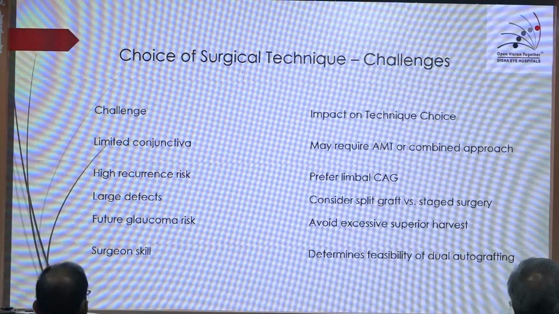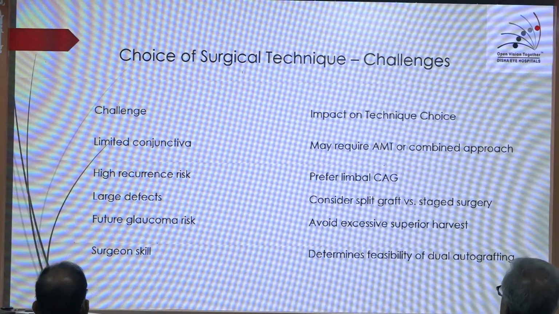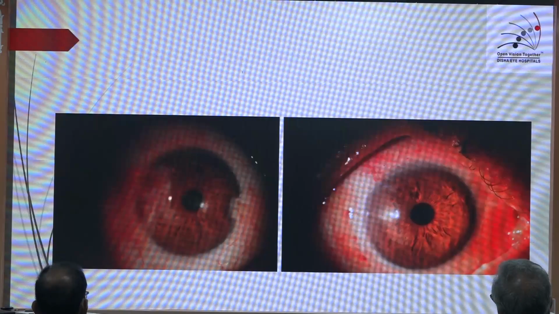So if we have limited conjunctiva, we may require AMT or a combined approach. With higher recurrence risk, prefer limbal CAG. For large defects, consider split graft versus staged surgery. If future glaucoma risk is there, avoid excessive superior harvest. This is the pre-op and one week post-op photo of the double pterygium from the video that I have shown.